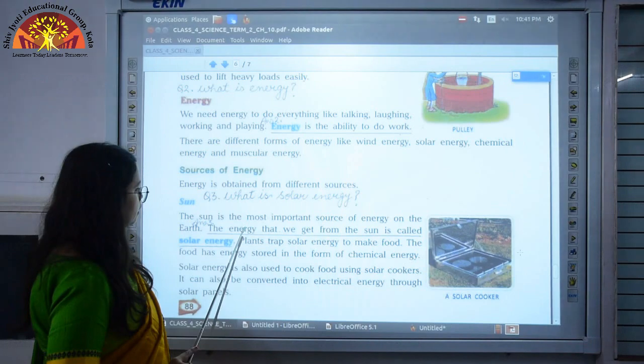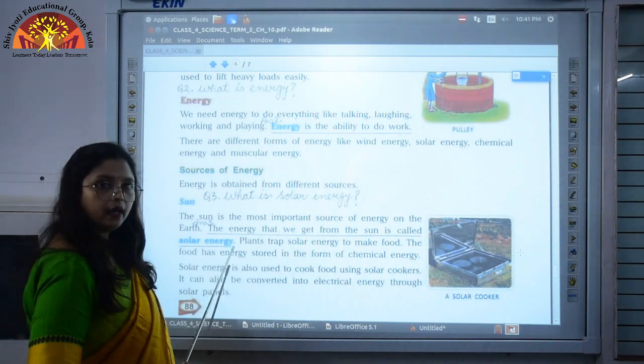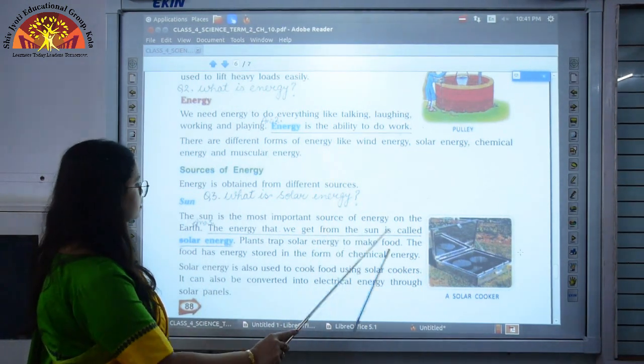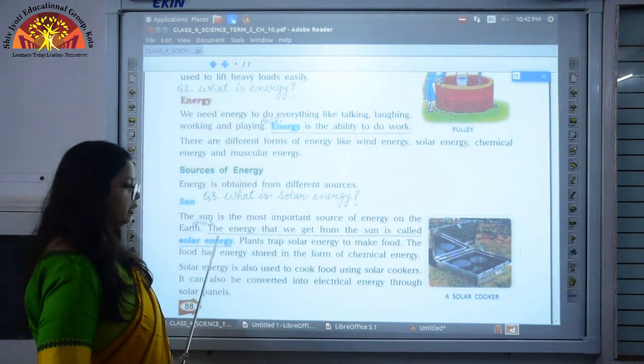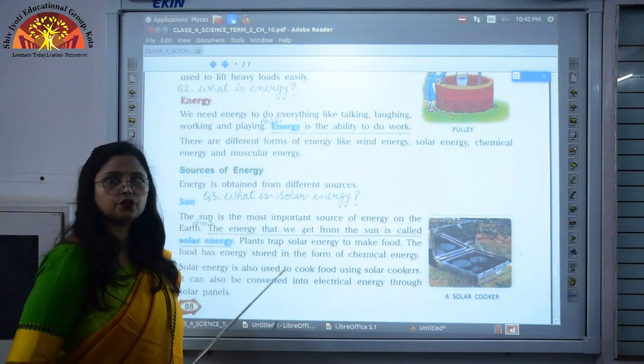So it is the energy that we get from the sun is called solar energy. I repeat, the energy that we get from the sun is called solar energy. Underline this complete sentence and mark it as answer 3.